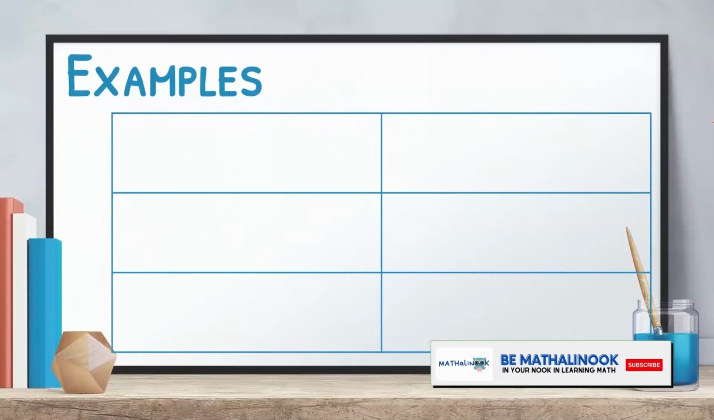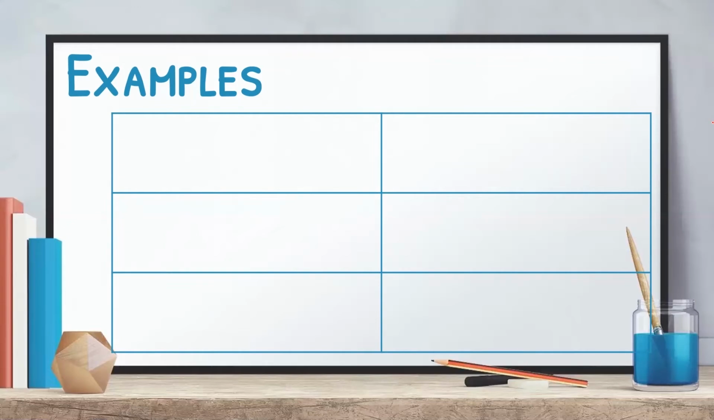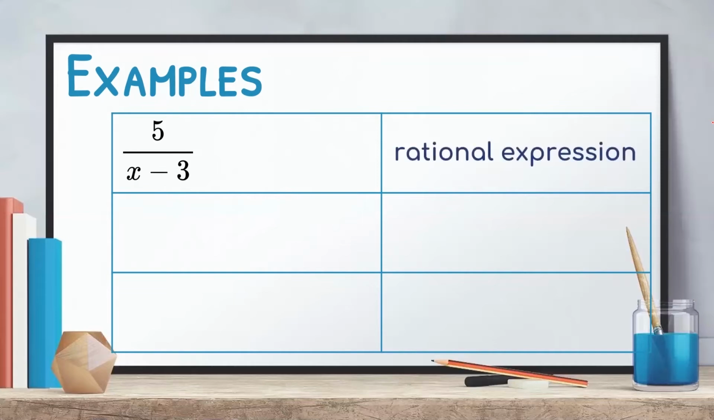Let us have some examples to practice determining whether each given is a rational expression, equation, function, inequality, or none of these. For the first one, 5 over x minus 3. See that both numerator and the denominator are polynomials, but there is no equal sign, nor inequality sign, nor f of x. Therefore, this is simply a rational expression.